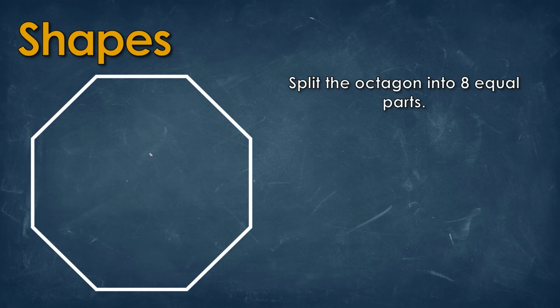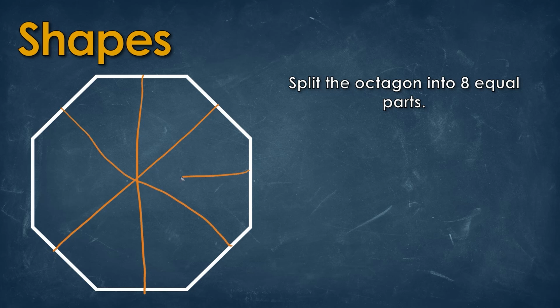Another way to do it for an octagon, if you notice, for each one I'm doing a corner, or I can do it from a side. So if I take it from the side, I can go here, and guess what? That makes 8 equal sides. 1, 2, 3, 4, 5, 6, 7, 8.